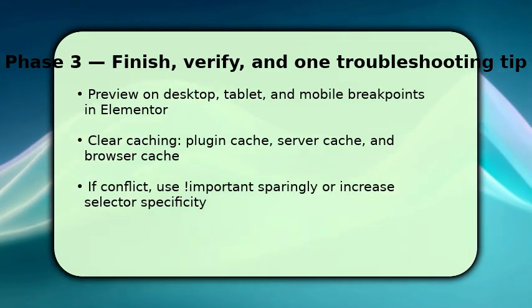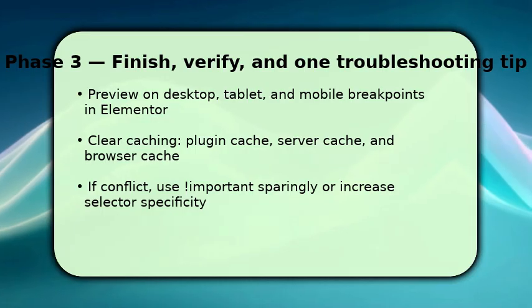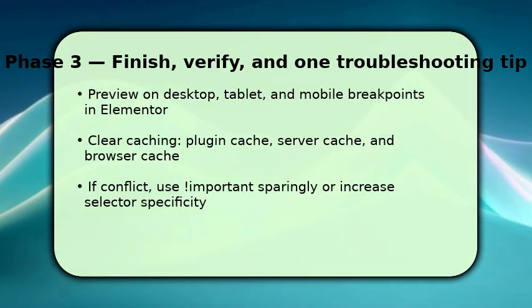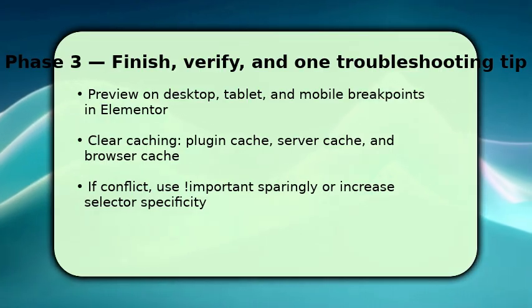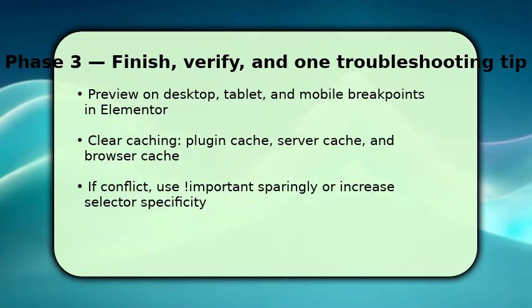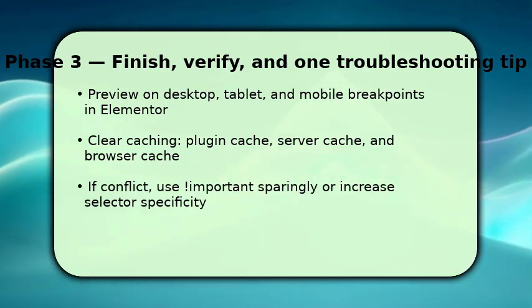If your CSS doesn't apply, inspect with the browser DevTools to find conflicting rules, then increase selector specificity or use !important sparingly to override and retest. If problems persist, revert to your backup and isolate the rule causing the issue to avoid site-wide regressions.